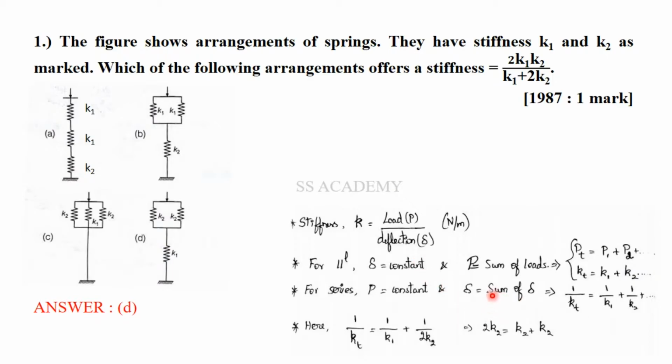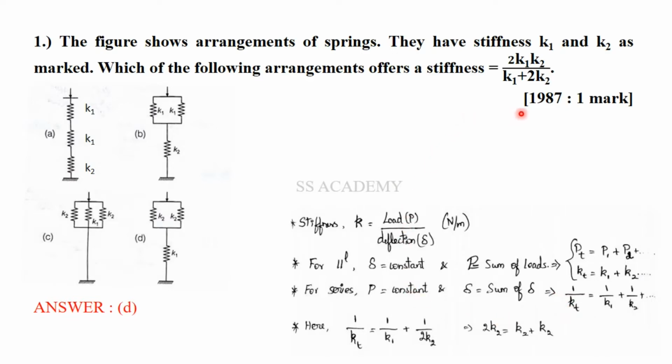Similarly, for series connection, deflection is the sum of deflections. So you write del T is equal to del 1 plus del 2. Instead of del 1, you write P by K. So you get 1 by KT is equal to 1 by K1 plus 1 by K2, since load is constant in all the springs. So now you have understood how to find the total stiffness for parallel connection and for series connection.